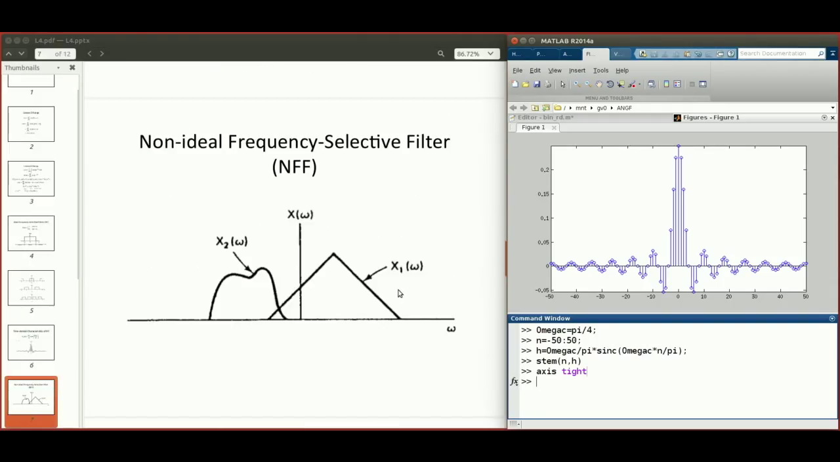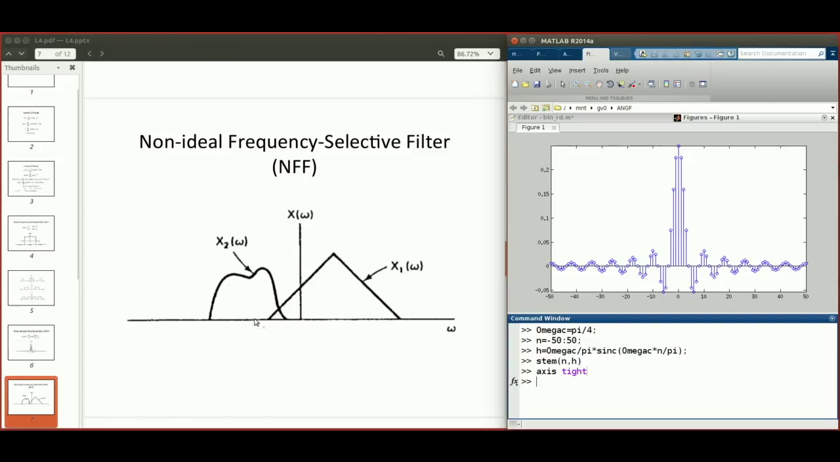So that's called an ideal frequency selective filter, right? But in practice, this kind of ideal frequency selective filter is not particularly useful. The reason is that sometimes the frequency content that you want, for example, this triangle, and the frequency content that you want to reject, this particular shape here, do not have a clear separation between them. They actually have some sort of overlap, right?